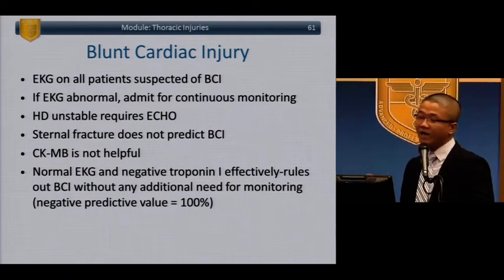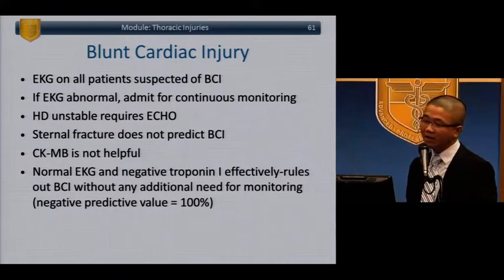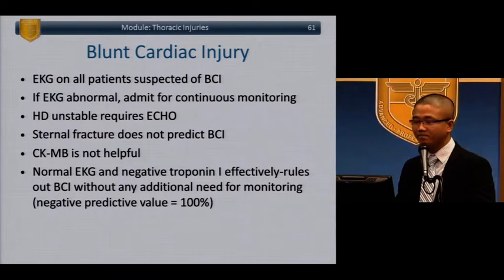Okay. If the patient is hemodynamically unstable, those are the only patients that require echo. So not everybody needs an echo. Okay. CKMB is not helpful, so don't get CKMBs on patients. A normal EKG and a negative troponin effectively rules out a blunt cardiac injury. Okay. That has a near negative predictive value of 100%.